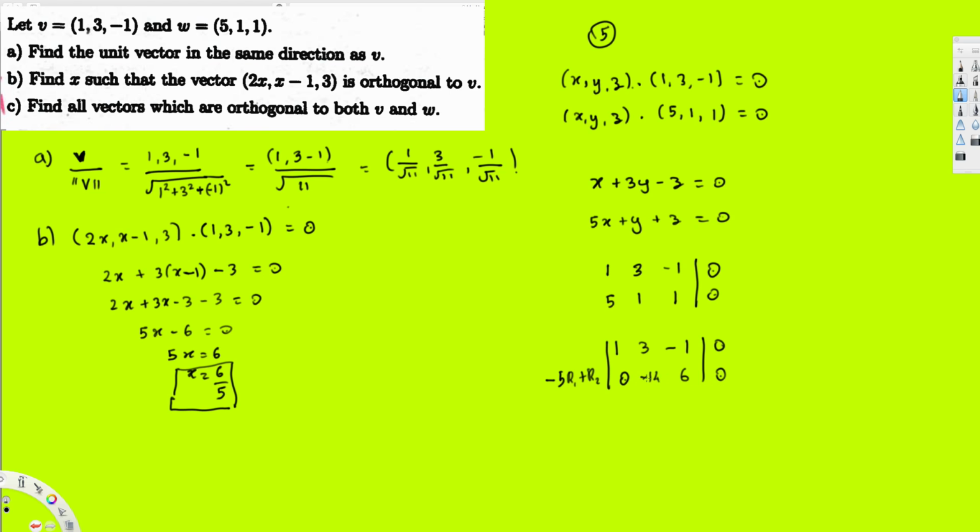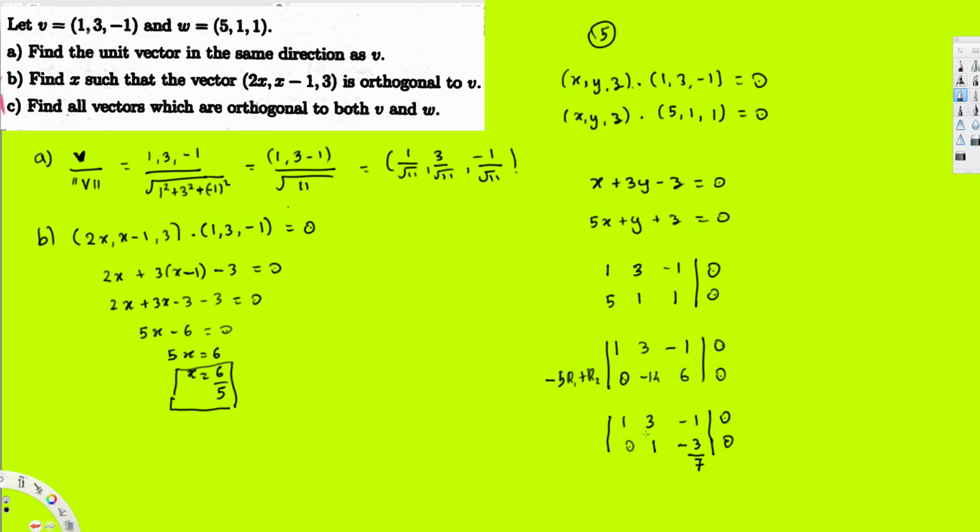Now I have to make this one equal to 1. To do that, I can divide this row by -14. If I do that, I will get 1, 3, -1, 0 and 0. -14 divided by -14 gives us 1. And if I divide this one by -14 too, I will get -3 over 7. And that is equal to 0.